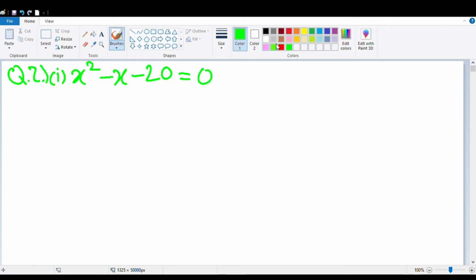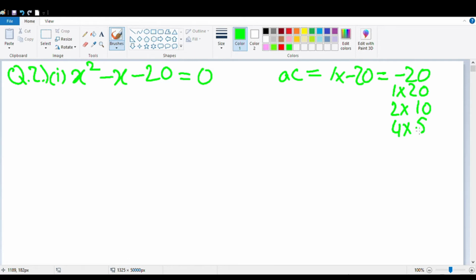We know that the first thing we must do to use factorization is find the product of a and c. So ac is equal to 1 into negative 20, which would be negative 20. And what are the factors of 20? The factors are 1 into 20, 2 into 10, 4 into 5, and then they just keep repeating, like 5 into 4, and then 10 into 2, and then 20 into 1.